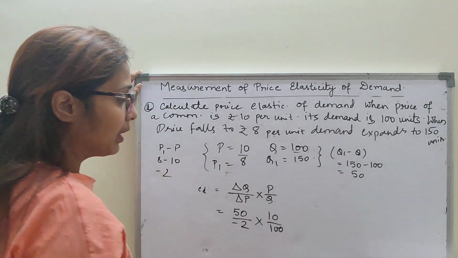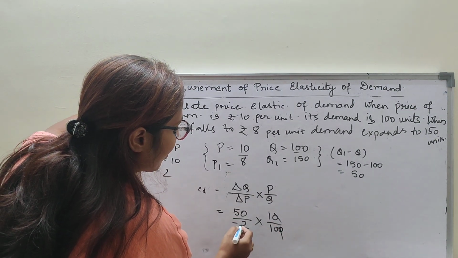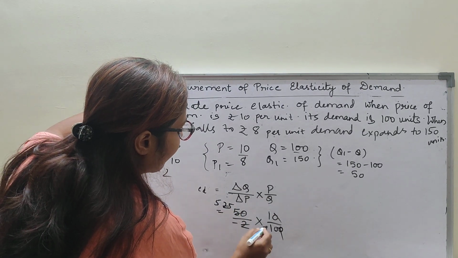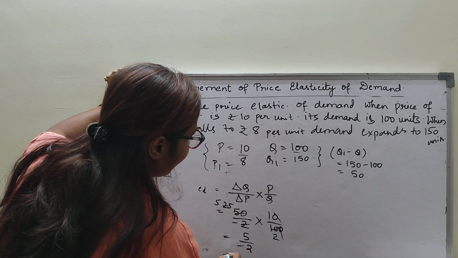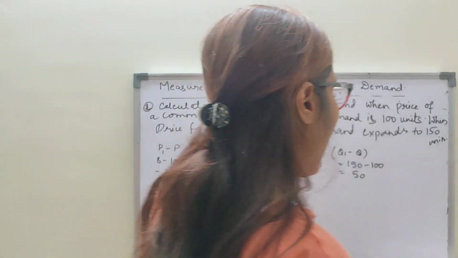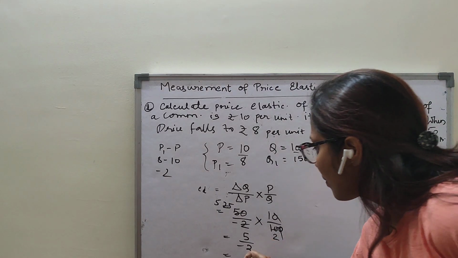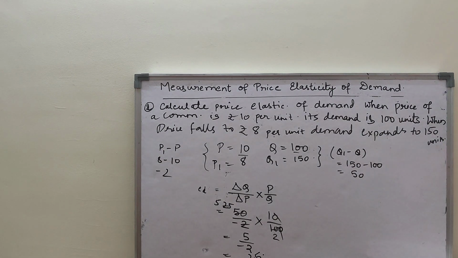Now just do the calculation on your own. If I cancel 0 from here, 2 25s are... 5 5s are 25, 5 2s are 10. So it will be 5 minus 2. How much, children? Just calculate and tell me, 5 minus 2 is how much? Minus 2.5. See, this is my price elasticity of demand.